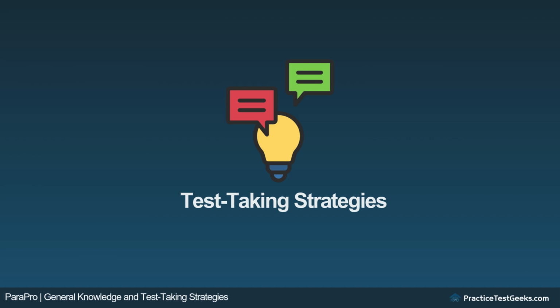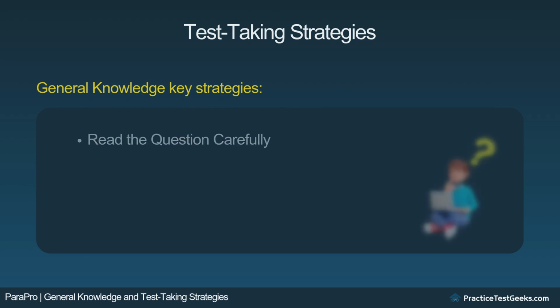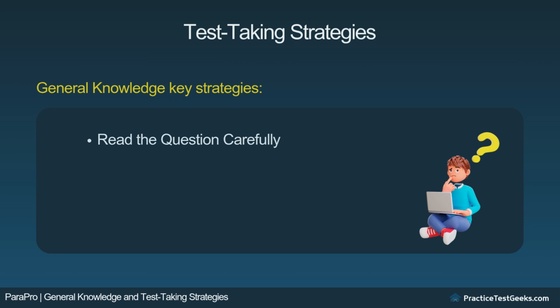Test-taking strategies. Here are some key strategies to help you succeed in the General Knowledge section of the ParaPro assessment test. 1. Read the question carefully. Pay close attention to the wording of each question. Look for keywords that indicate exactly what is being asked.